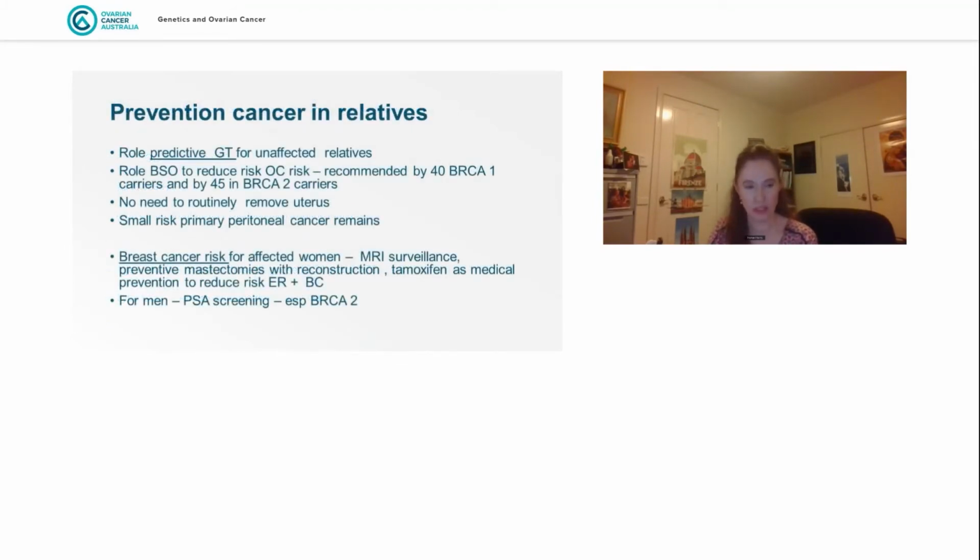Yolan's going to talk about the therapeutic aspects, how having a mutation affects someone's treatment, but just touching on the effect for relatives. Where a BRCA gene change is identified, there can be predictive testing for unaffected relatives, giving them the opportunity to undertake preventive actions, whether it's breast cancer screening, breast surgery, and to consider bilateral salpingo-oophorectomy by age 40 for BRCA1 carriers and by 45 for BRCA2. It's thought that a small risk of primary peritoneal cancer remains. Then for men, there can be PSA screening.